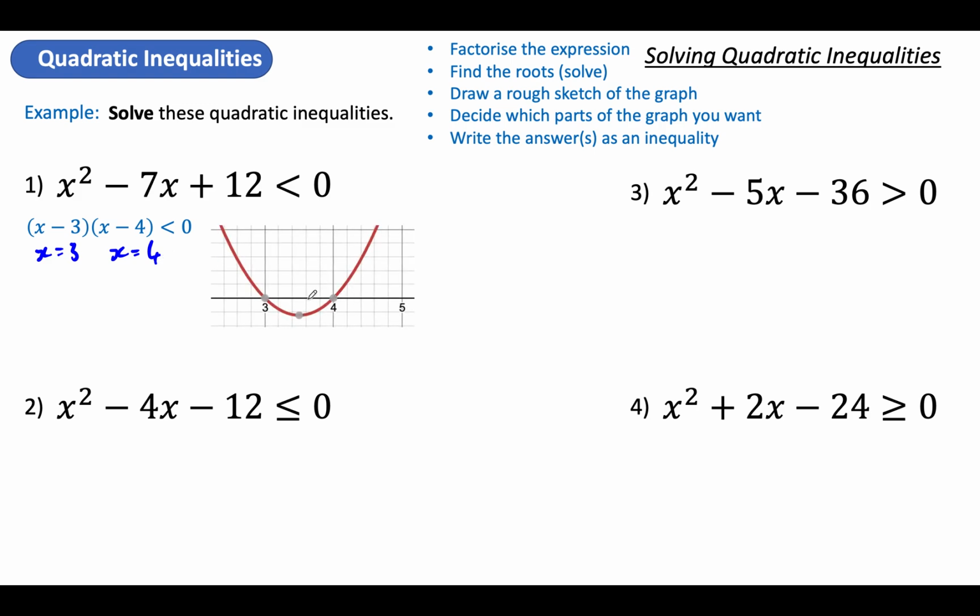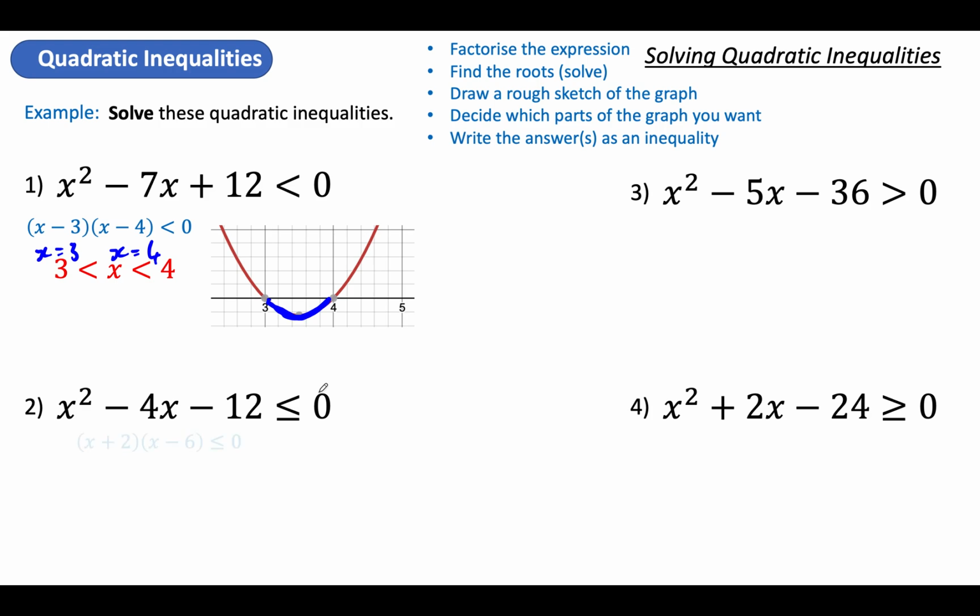There's a picture of the graph. Decide which bit you need. Well, you want the bit that's below ground level, so you want this bit here, which means that your answer should be x is bigger than 3 but less than 4. And it doesn't have the equals to bit. It's just between those 2 points there. Okay, move on to the next one then.